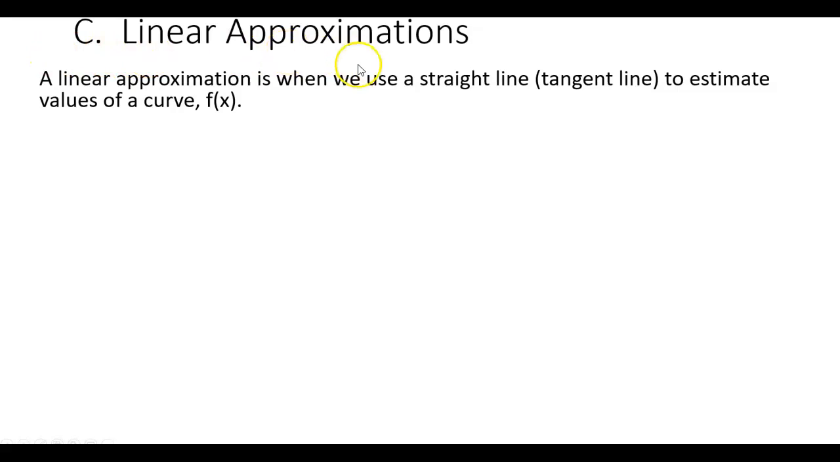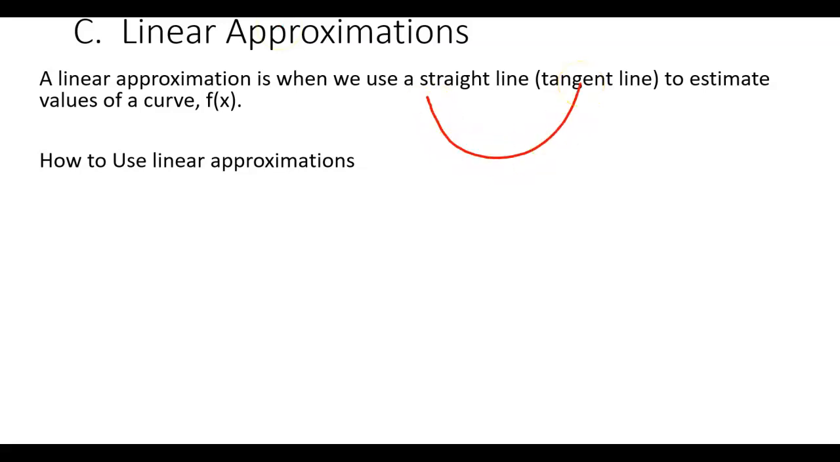A linear approximation is when you use a straight line, which is usually the tangent line, to estimate the values of a curve, f of x. Okay, so how do you use a linear approximation? Well, let me just give you guys a picture of it first. So like, for instance, if you have this curve right here and you draw a tangent line at a specific point, as you guys can see on this entire area here, and even going out a little bit further, the blue line and the red line are so close together that they're almost the same, right?